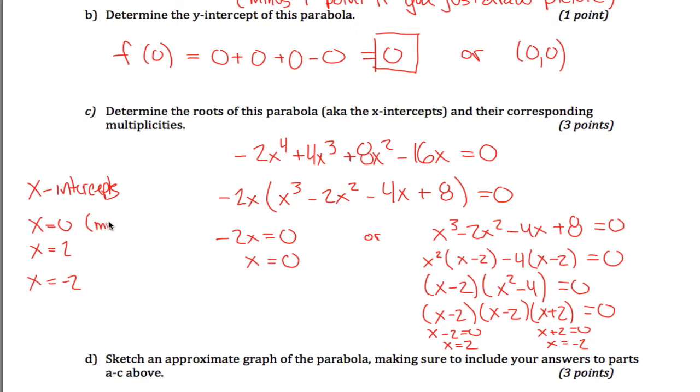And this one has a multiplicity of 1. This has a multiplicity of 2. This one showed up twice. And this has a multiplicity of 1. All right, that's the roots of the parabola, aka the x-intercepts, and their corresponding multiplicities.